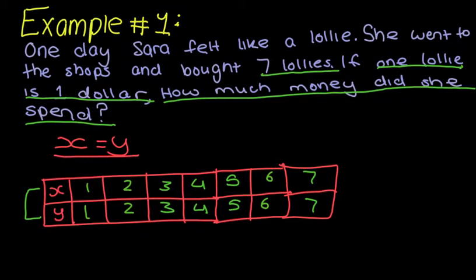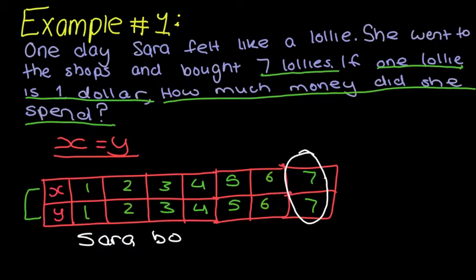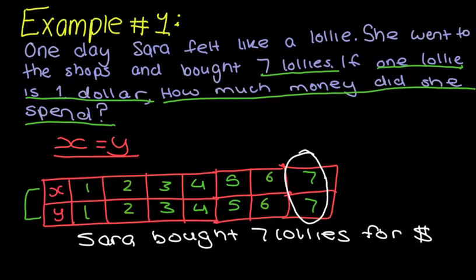So, the answer clearly says, if we look over here, it says 7. So the answer is $7 because x equals y. So the answer is Sarah bought 7 lollies for $7.